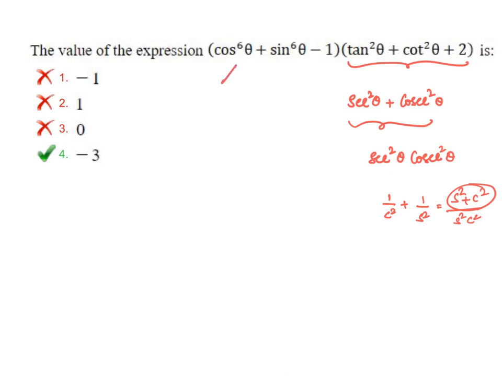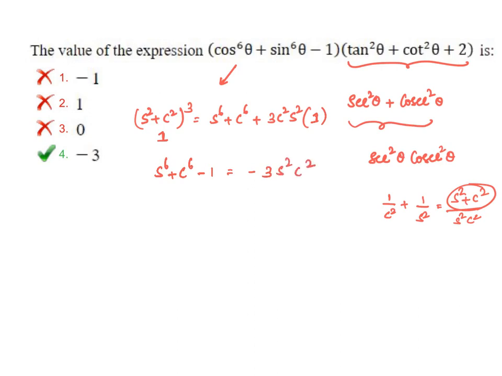Now look at this. I am writing (sin square θ plus cos square θ) whole cube is equal to sin to the power of 6 plus cos to the power of 6 plus 3 sin square θ cos square θ into (a plus b). A plus b is nothing but sin square plus cos square, that is anyway 1. So this also becomes 1. Now sin to the power of 6 plus cos to the power of 6 minus 1 is equal to minus 3 into sin square cos square. So the first expression is minus 3 into sin square cos square.